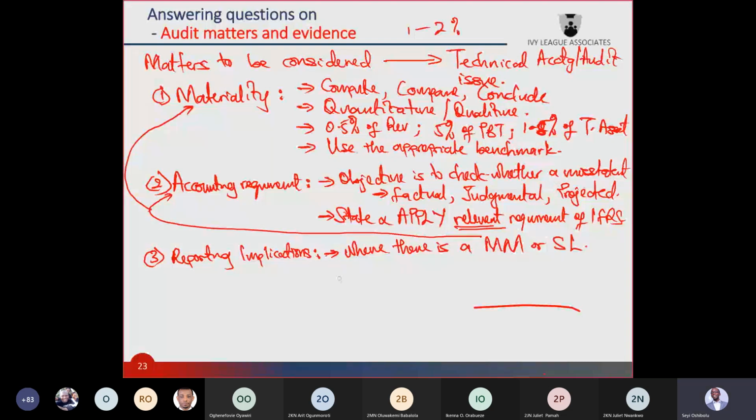Do not import material misstatements. So if there is no material misstatement, there is no material misstatement. Don't create unnecessary scenarios and assumptions because you want to talk about reporting implications. But if there's a material misstatement, discuss the important implications.